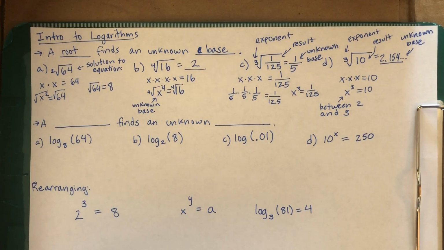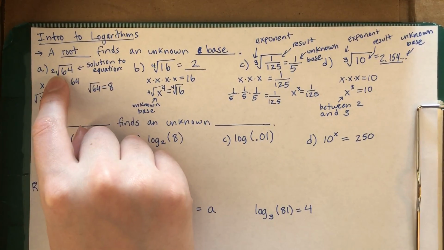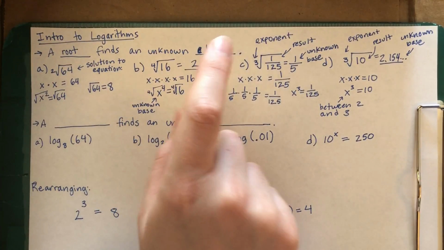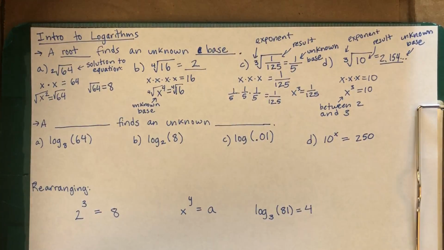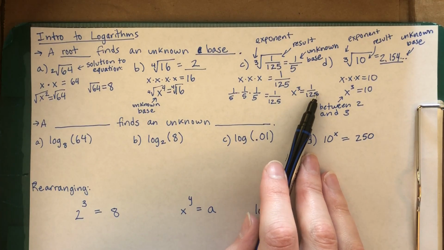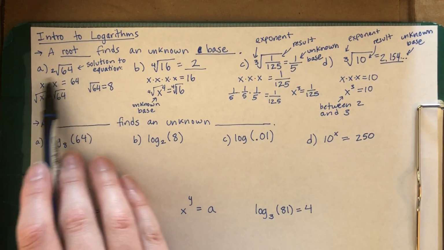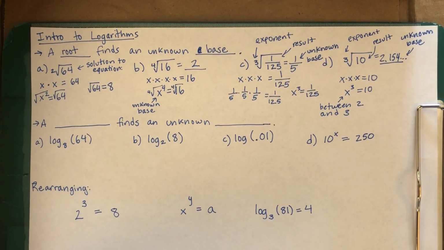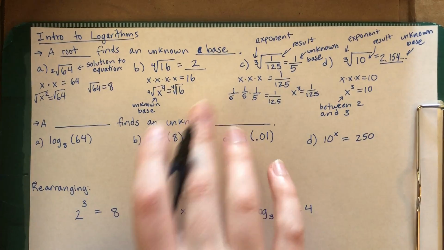So hopefully this was a good review, kind of makes sense. What the answer to a root is telling you is the unknown base in an equation. So if you're not sure what the root answer should be and it comes out nice and even, you can often rewrite it as an equation that looks like this, or an equation that looks like this, to help you understand what the root is doing. It's telling you what that unknown base is.